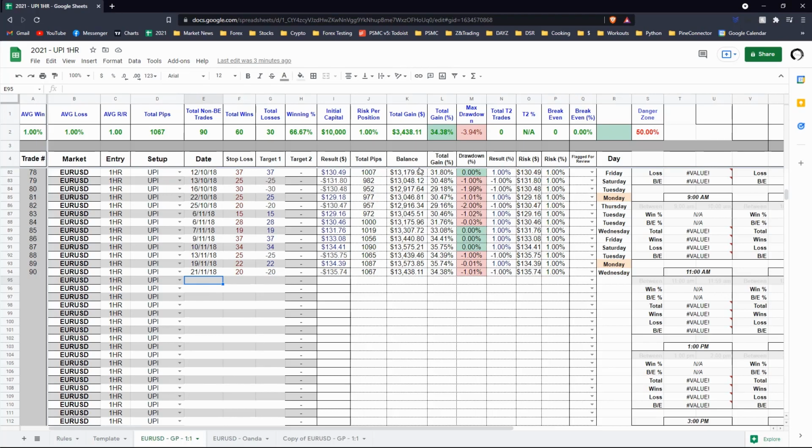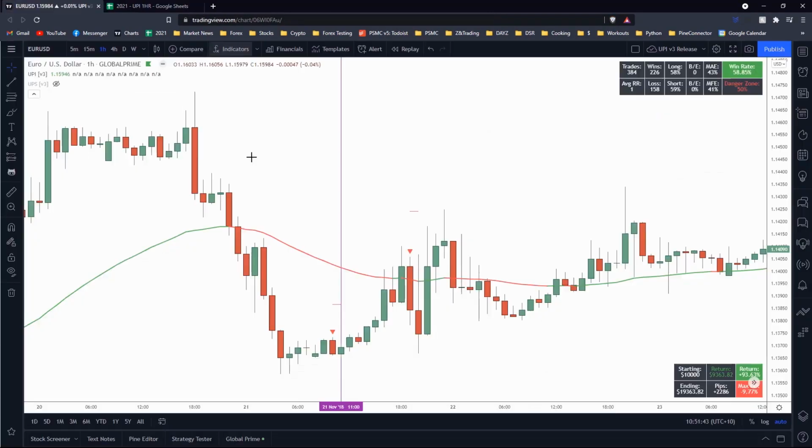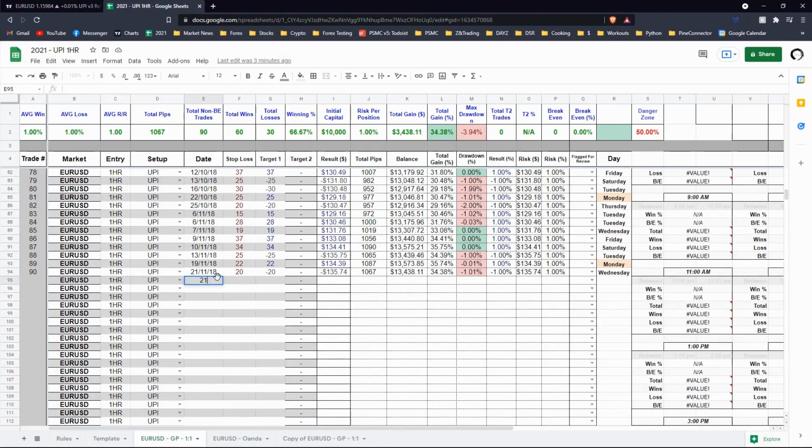So let's jump back over to the chart. I'll put these together like this, and that way I can use Control 1 and 2 to switch between them. That could be helpful too if you're working on one screen. So let's record this next trade, 21st of November.